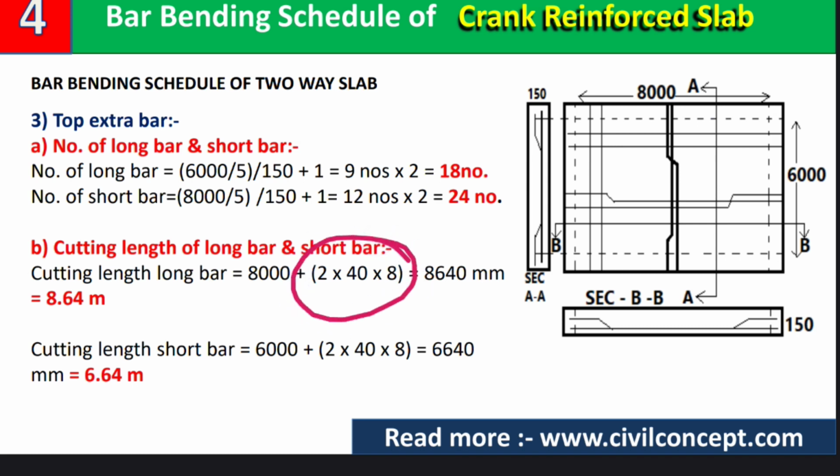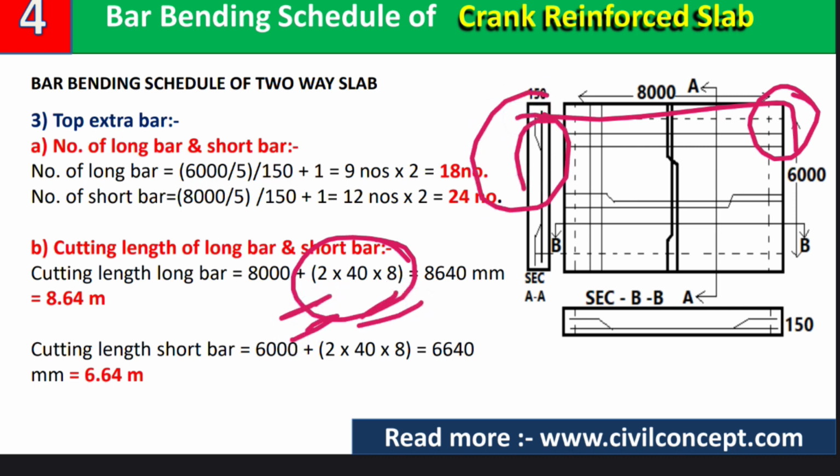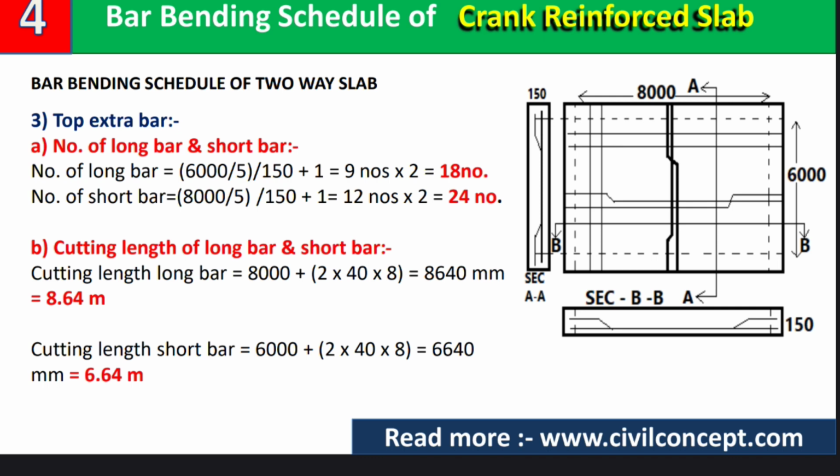And we have to provide development length 2 into 40D, because we will provide development length in this direction also and this direction also, so we have to multiply it with 2, and development length will be 40D. So D is our diameter, and diameter is 8 mm, and 40 is our constant. After calculating, we will get 8640 mm, and in meter we will get how much? 8.64 meter.